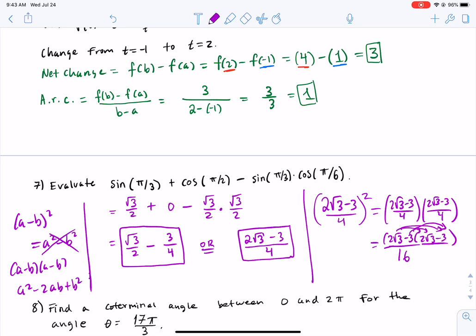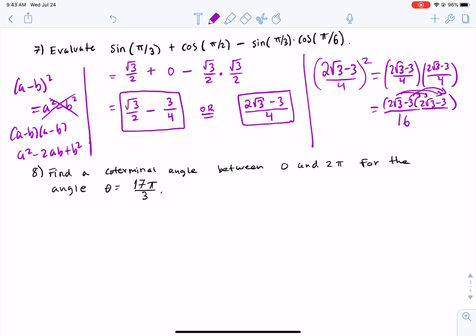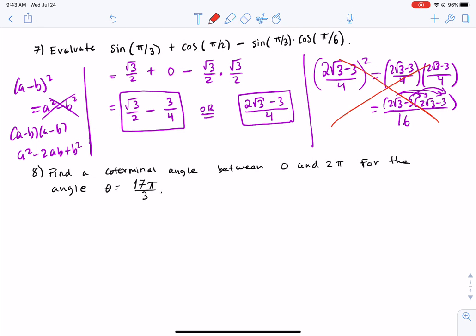Right. So for number 8, find a coterminal angle between. Let me just cross this out, and cross this out. The answer is just in the middle. So find a coterminal angle between 0 and 2 pi for the angle theta equals 17 pi over 3.